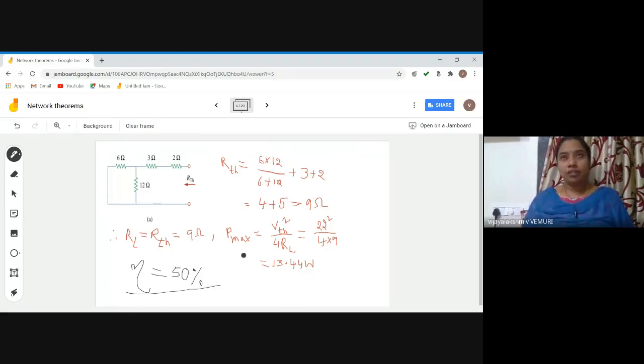Next, another point is what is the formula for maximum power transfer? So it is Pmax is equal to VTH square by 4 into RTH, or RL, you can write. That is another important bit. The fourth one is the efficiency of the maximum power transfer theorem: you are only able to get 50% efficiency for this maximum power transfer from source to the load, right?